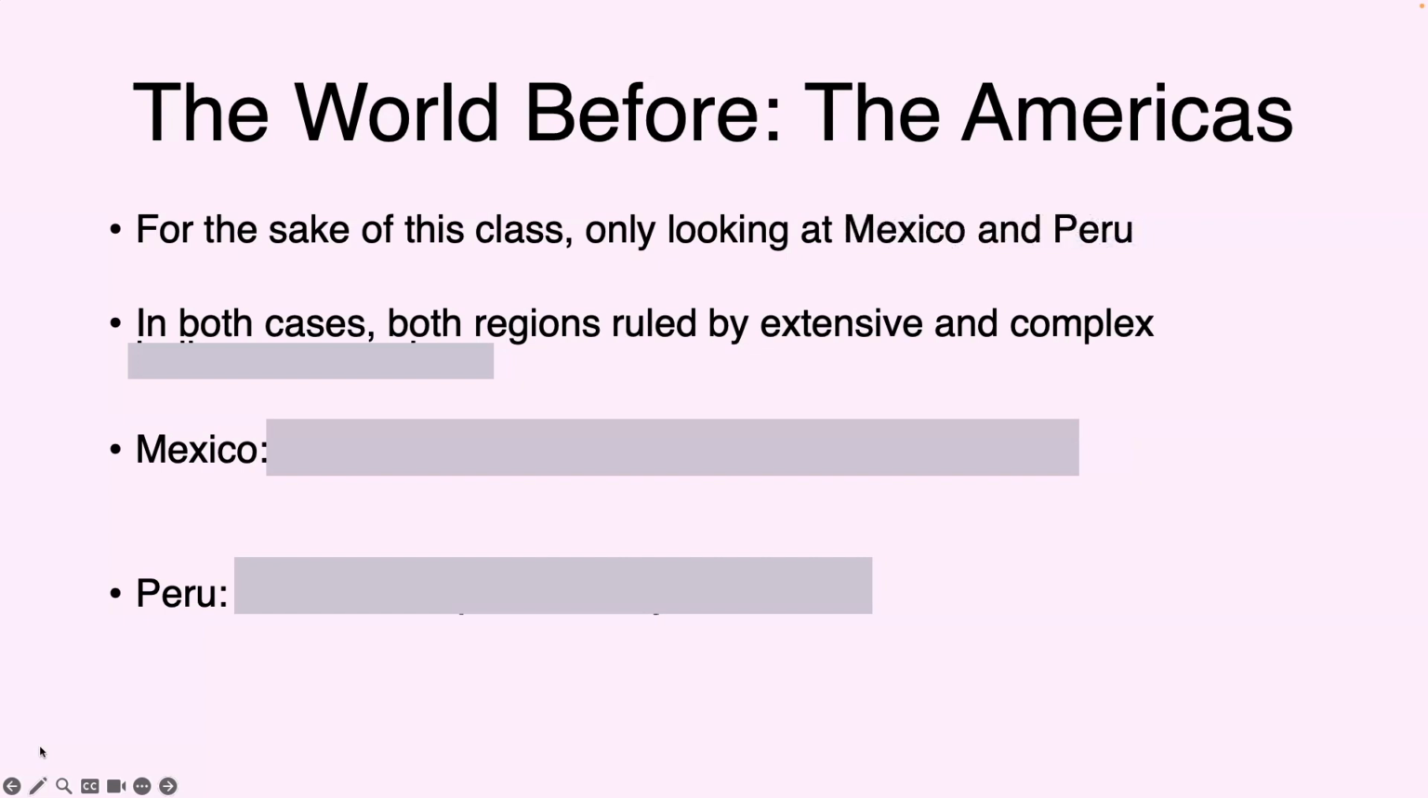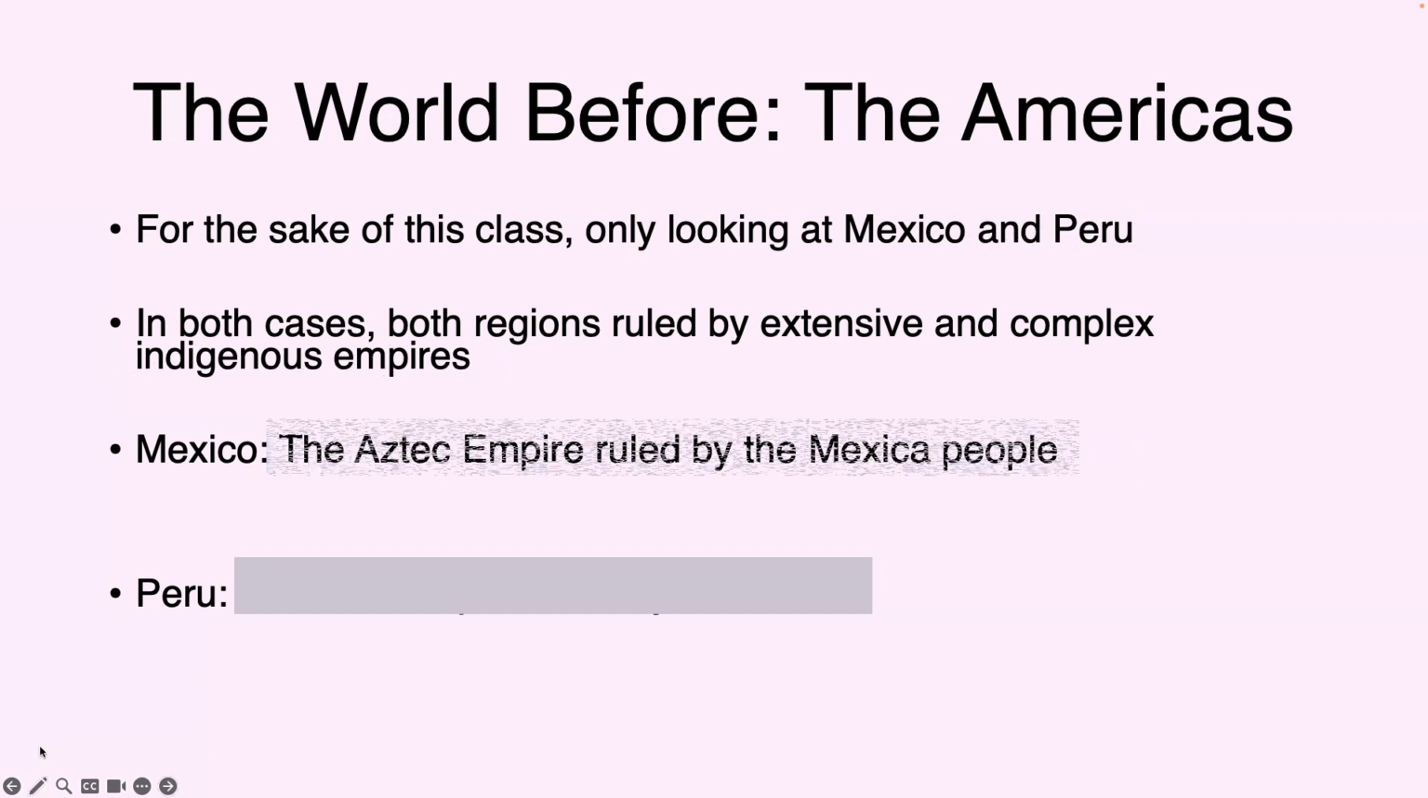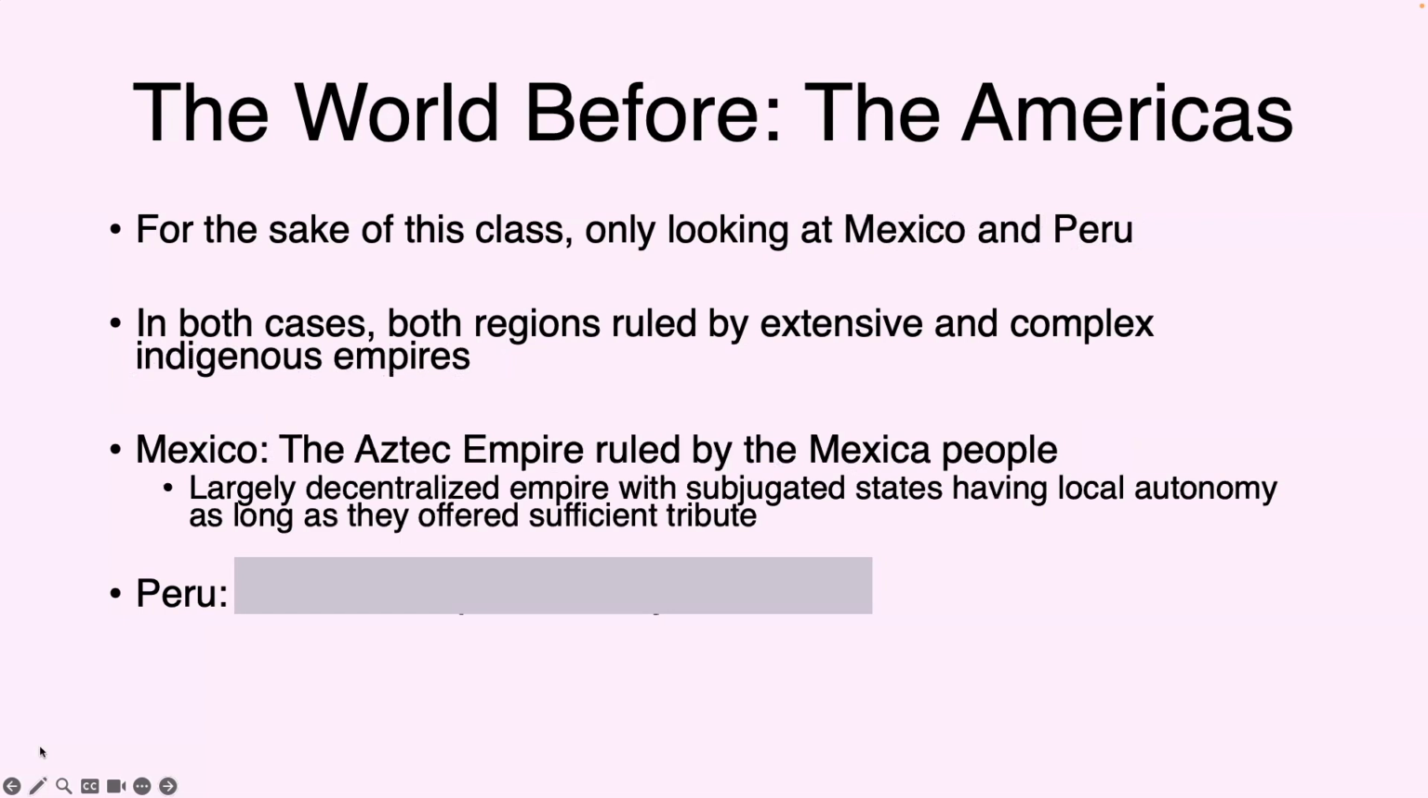In both cases, both regions were ruled by extensive and complex indigenous empires. So in Mexico, we have the Aztec Empire, which was ruled by the Mexica people. This was a largely decentralized empire with subjugated states that had local autonomy as long as they offered sufficient tribute, right? So we'll look at a graphic in a second.